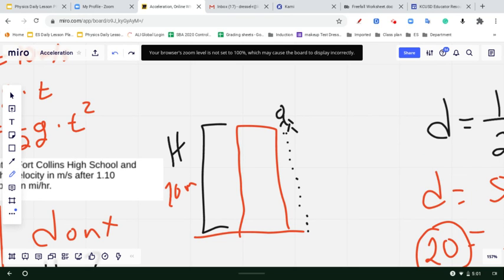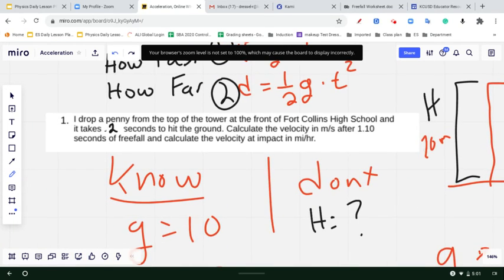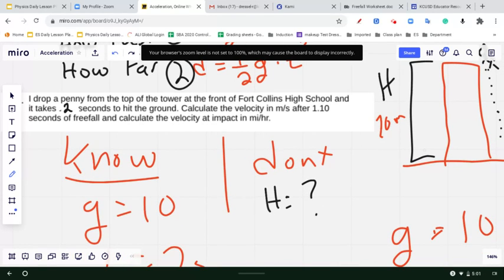Now, the question actually asked down here at the bottom says, calculate how fast it was going after 1.1 seconds of free fall. To answer that part of the question, all you'd have to do is literally move the decimal one spot to the right. So for this answer, it would be going 11 meters per second, because it was only falling for 1.1 seconds.